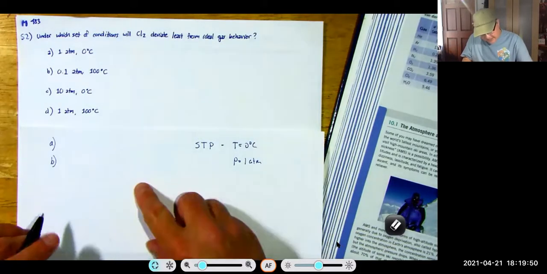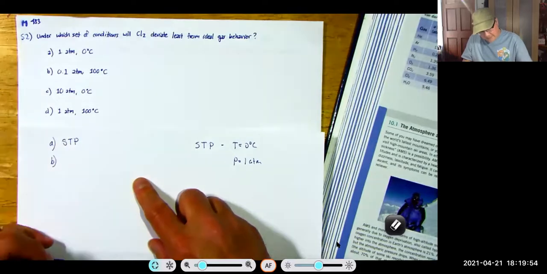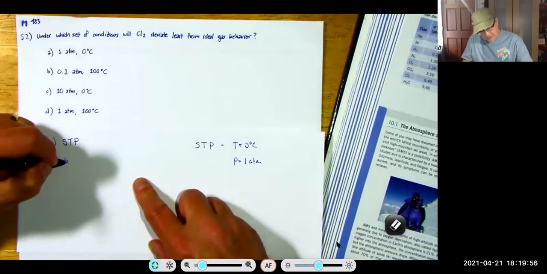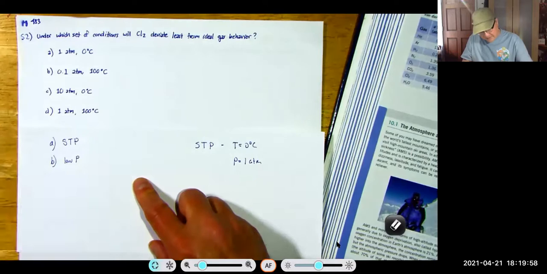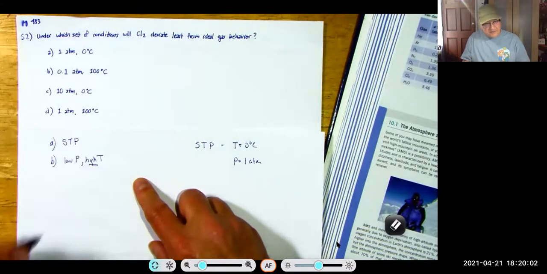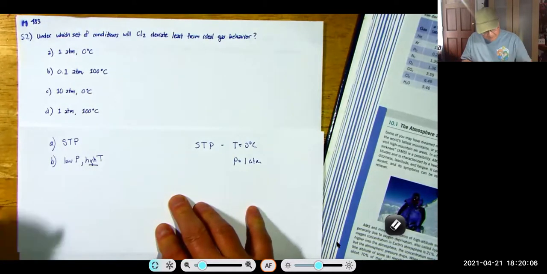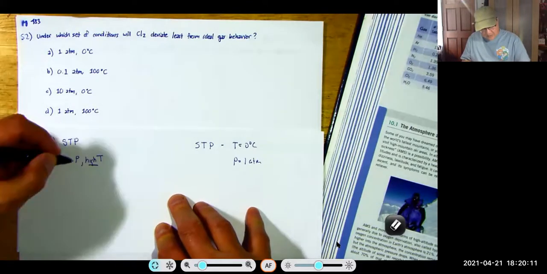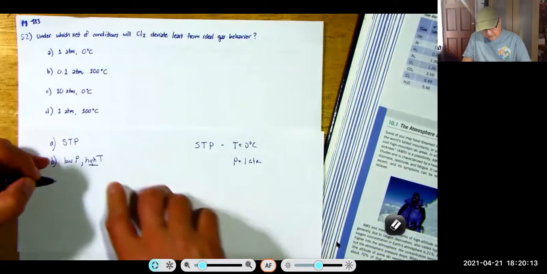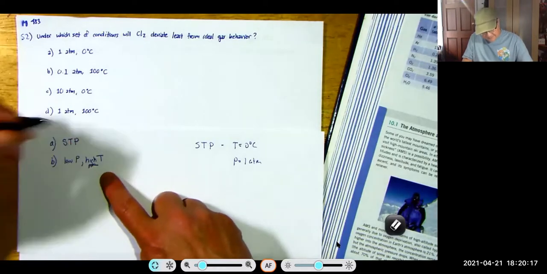So you can see that A is really STP conditions. B is going to be low pressure, but we aren't bothered by that. But this is kind of high temp. So we are bothered by high temp, because remember, we're kind of bothered by low temp and high pressure. So this one, I'd say actually not too bad.